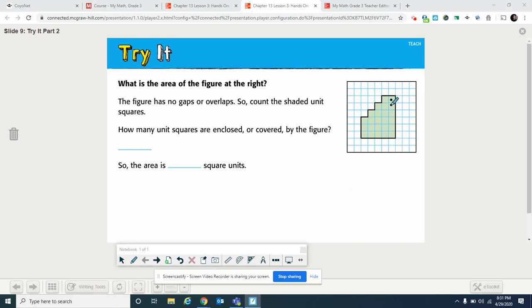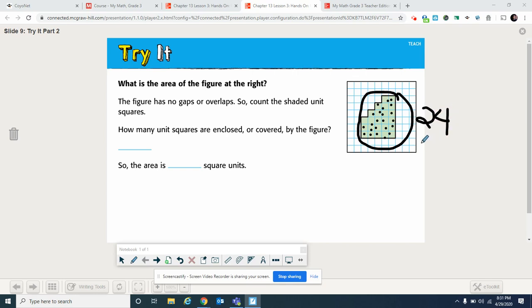1, 2, 3, 4, 5, 6, 7, 8, 9, 10, 11, 12, 13, 14, 15, 16, 17, 18, 19, 20, 21, 22, 23, and 24. So as we count all the squares, the total number of squares enclosed in this figure is 24. So that is our answer.